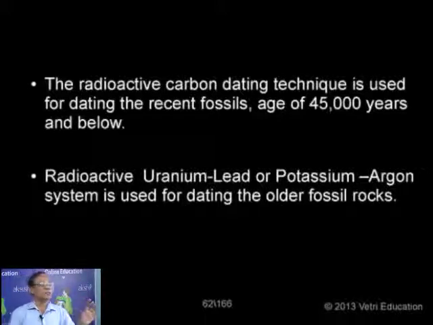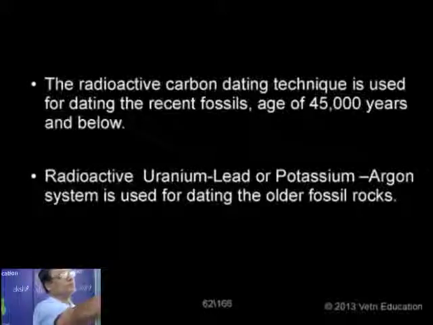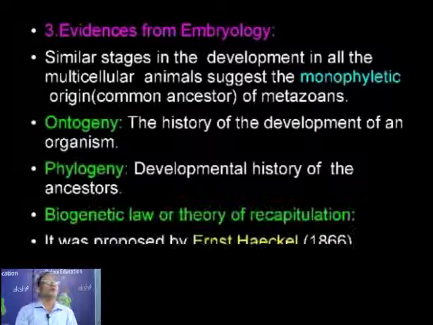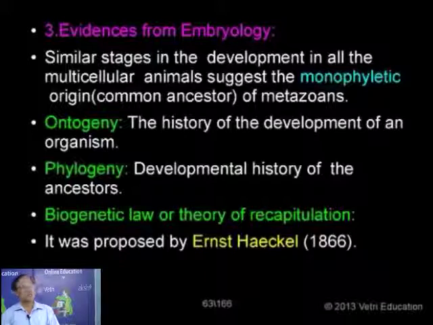So the carbon dating technique is used for measuring the age of recent fossils, and the other two methods, the uranium-lead method and the potassium-argon method, are used for dating the older fossils. So these are all the different methods adopted to calculate the age of the fossils as well as the age of the rock. And based on this only we are making what is called the geological time scale.